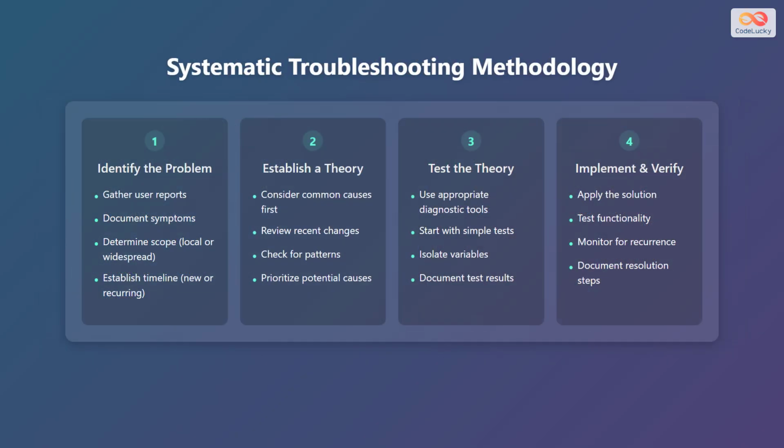Now let's explore a systematic approach to troubleshooting. Step 1 is to identify the problem. Gather user reports, document the symptoms, determine the scope, whether it is local or widespread, and establish a timeline to see if it's a new or recurring issue. Step 2 involves establishing a theory. Consider common causes first, review recent changes, check for patterns, and prioritize potential causes.